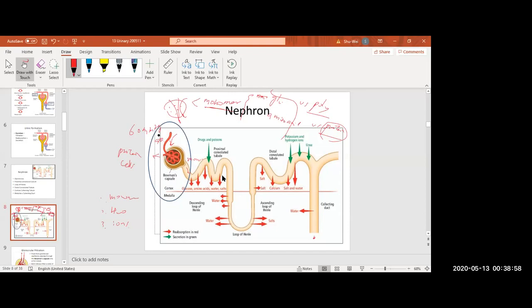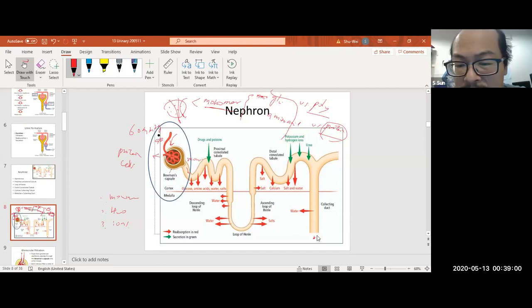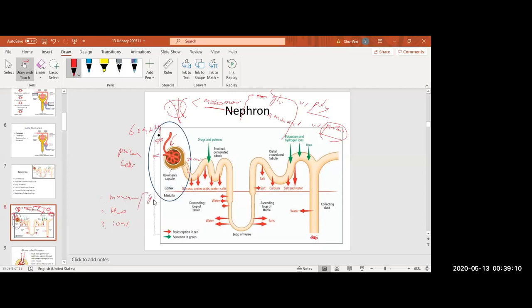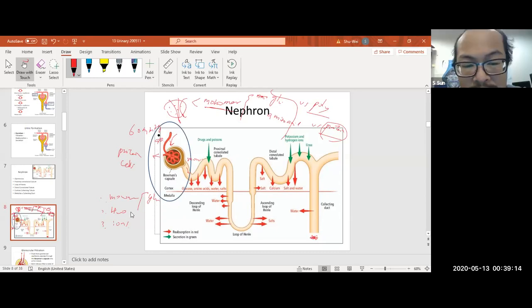In normal healthy people, we should not see any protein in our urine, or very little. No cells, no protein, it's only monomer. We may see monomer, we may see glucose for a patient with diabetes. Water for sure, ions like sodium, potassium.